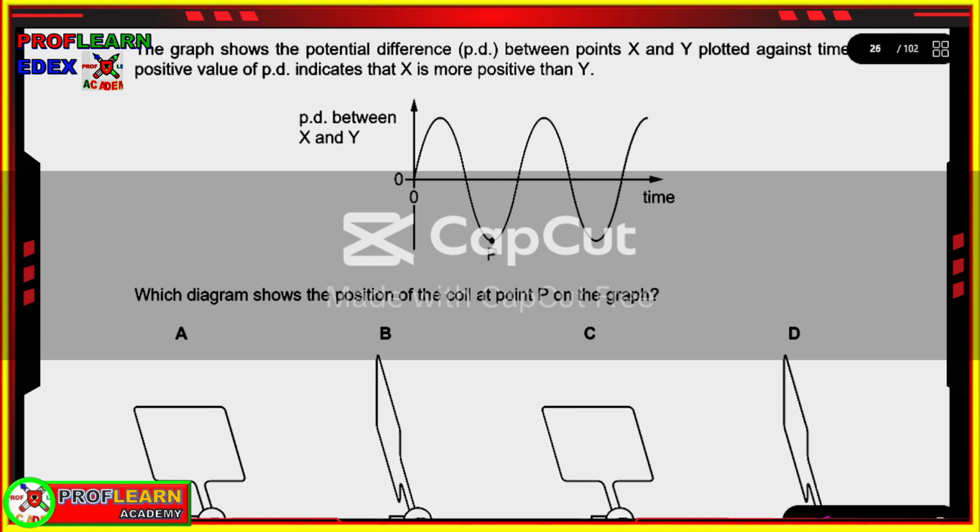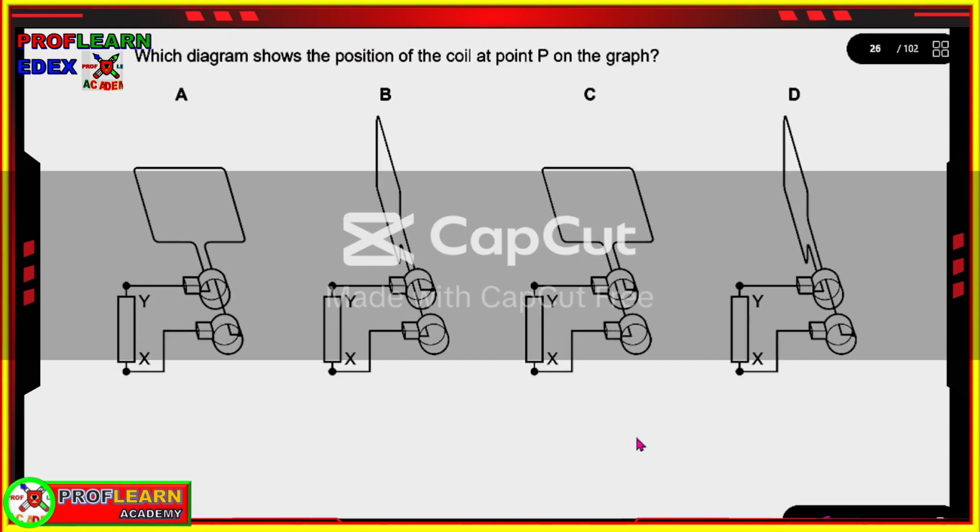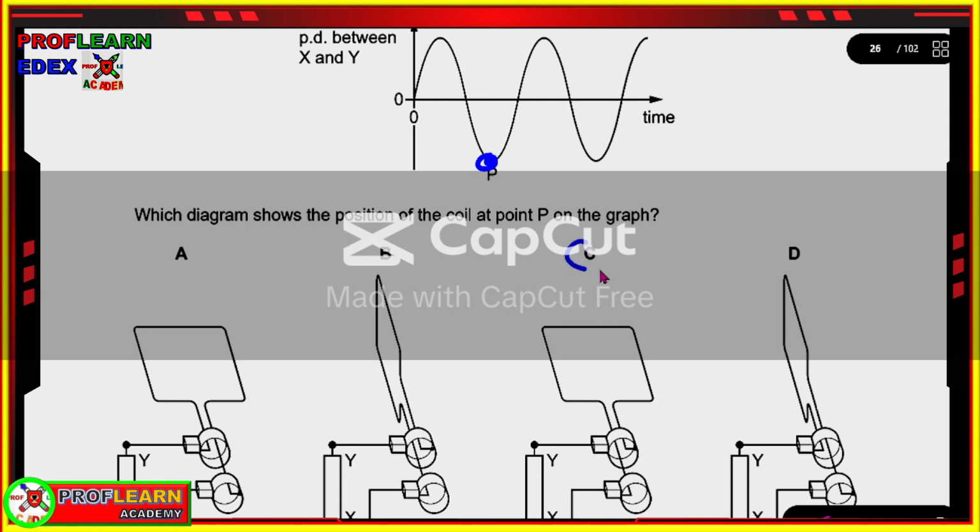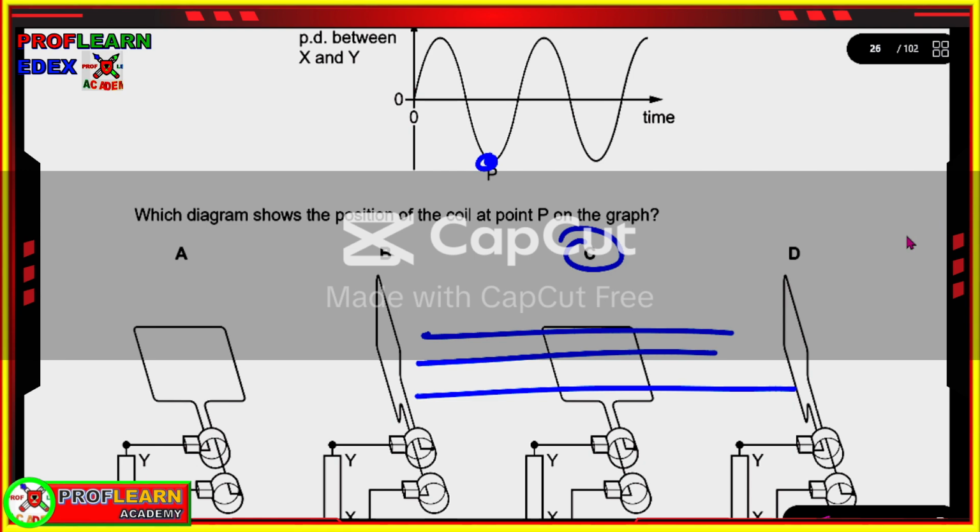At point P, that's when we are having maximum PD. Yes, and that's when the coil is perpendicular to the magnetic field. That's going to be C, because that's when the coil will be cutting the magnetic field at 90 degrees.